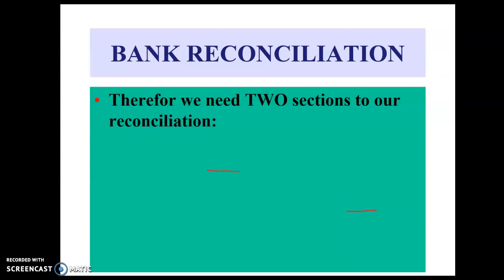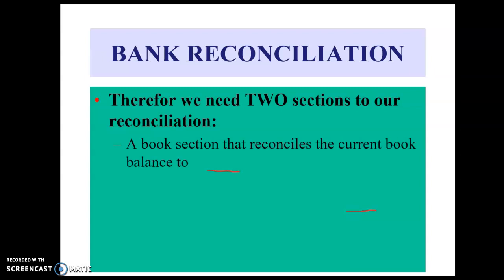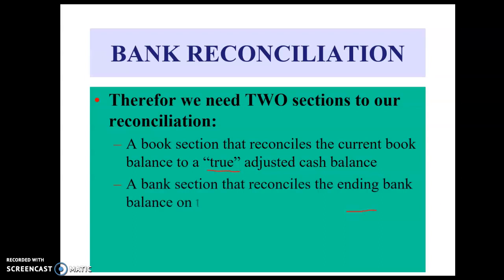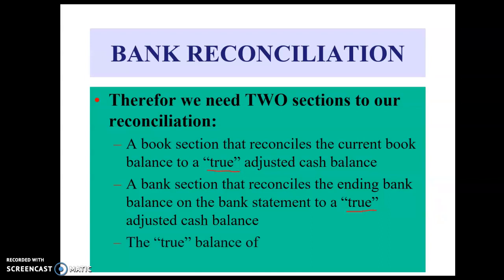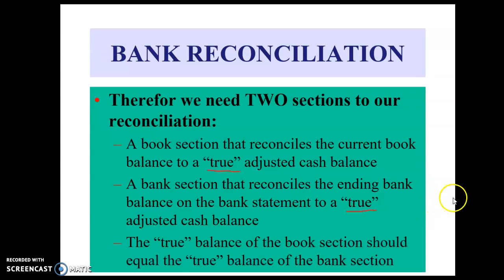Therefore, we need two sections to our reconciliation. We need a book section that takes our current book balance and brings it to the true cash balance. Then we need a second section on our bank reconciliation that takes the ending bank balance that they say and makes that into a true cash balance. Then, of course, the true cash balance of the books should equal the true cash balance of the bank.